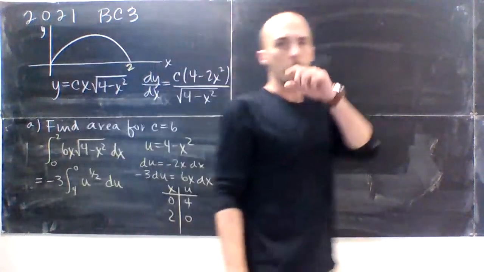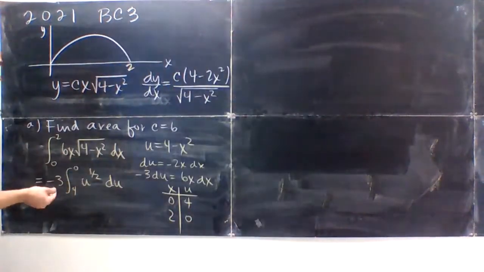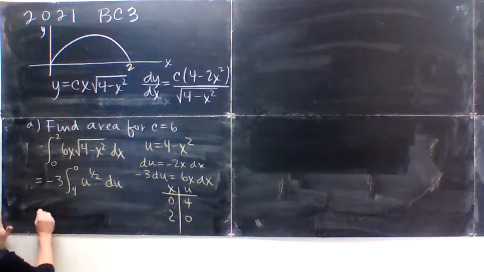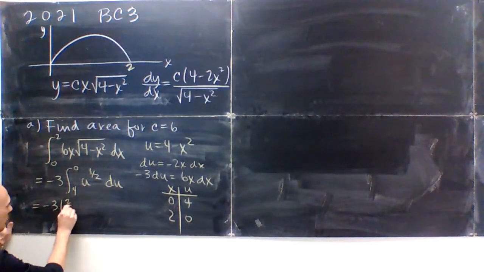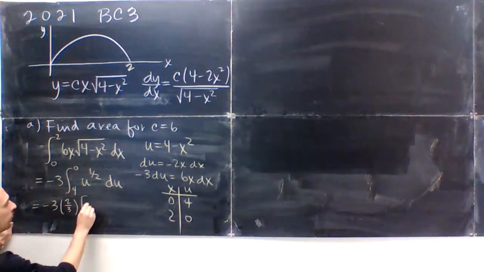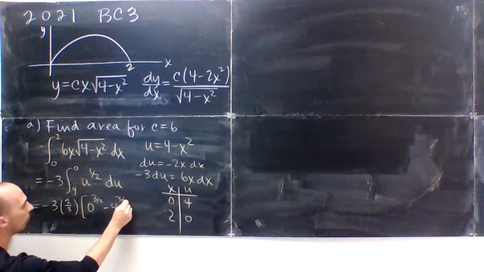All right, now I'm going to anti-differentiate. I'm going to bump up the power by 1 and divide by the new power. So u to the 3/2 multiplied by 2/3. But what I'm going to do is just hold this 2/3 out here, and then I'm going to say, well, this is 0 to the 3/2 minus 4 to the 3/2.